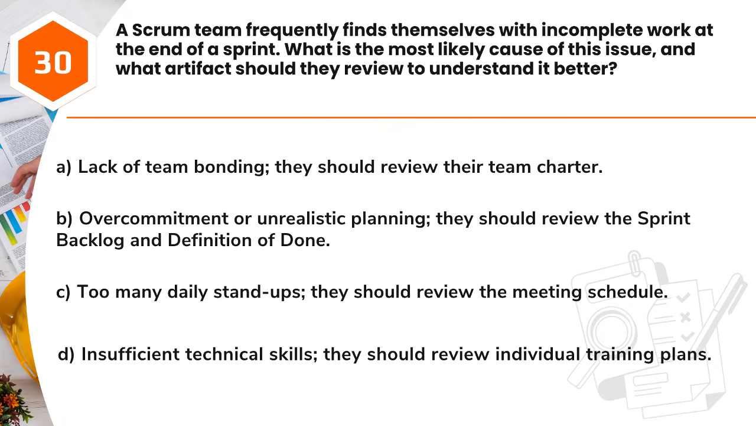Question 30. A Scrum team frequently finds themselves with incomplete work at the end of a sprint. What is the most likely cause of this issue, and what artifact should they review to understand it better? A. Lack of team bonding, they should review their team charter. B. Overcommitment or unrealistic planning, they should review the sprint backlog and definition of done. C. Too many daily stand-ups, they should review the meeting schedule. D. Insufficient technical skills, they should review individual training plans.